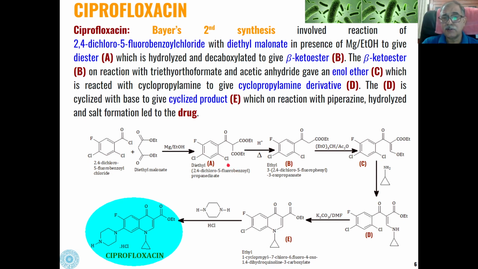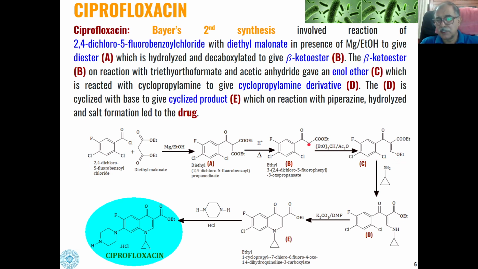beta keto ester is formed. This beta keto ester, first this diester is formed, and this diester in presence of acidic medium on heating undergoes elimination of one of the ester groups, is converted into beta keto ester, and this beta keto ester on reaction with triethyl orthoformate in presence of acetic anhydride gives us this type of enol ether.